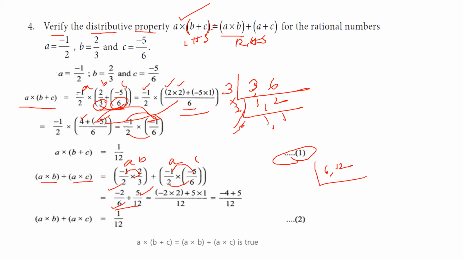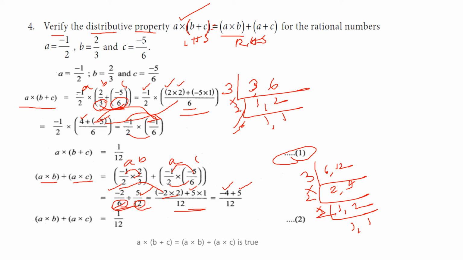So take it to 3 table. 2 3s are 6, 4 3s are 12. 1 2 is 2, 2 2s are 4, 2 1s are 2, 3 2s are 6, 6 2s are 12. So first 12 denominator write it, write the numerator minus 2, 12 and 6 2 times, so into 2 write it, plus 5 write it here, 12 in 12 1 time, so 5 into 1. Simplify again, minus 2 into 2 minus 4 plus 5 into 1, 5.